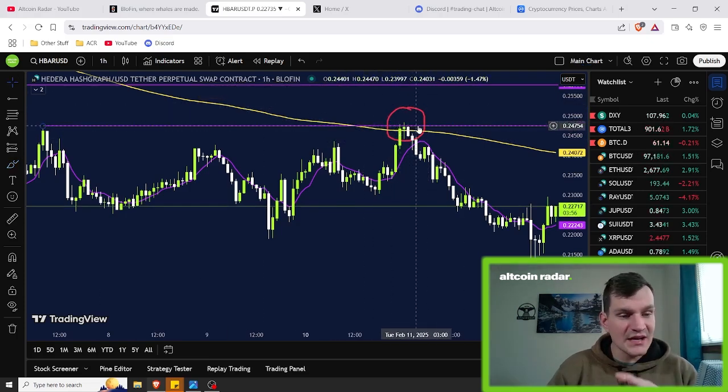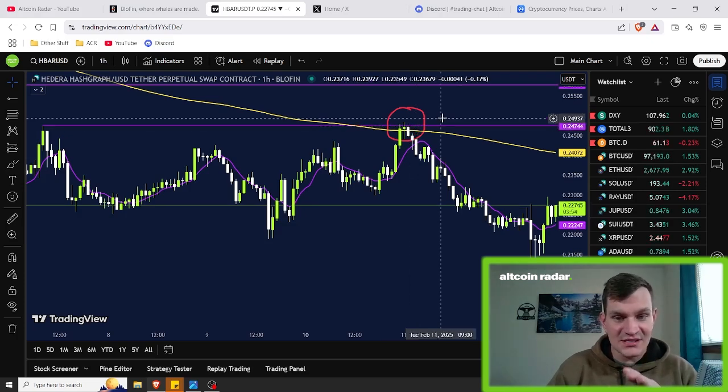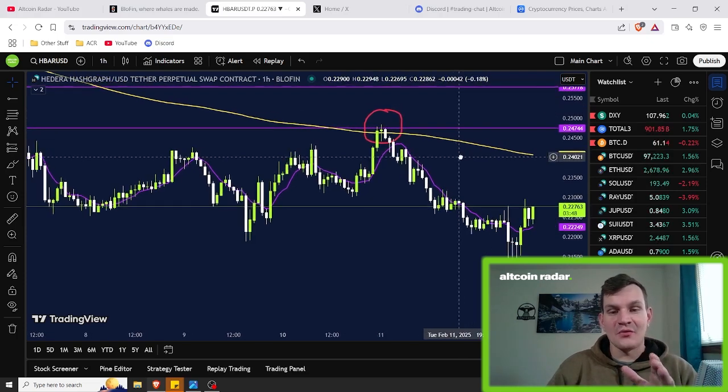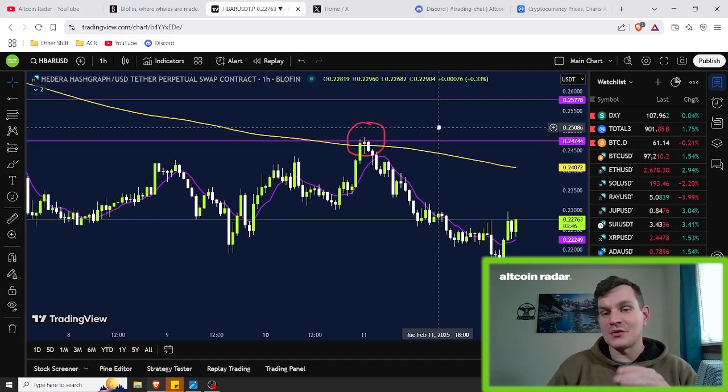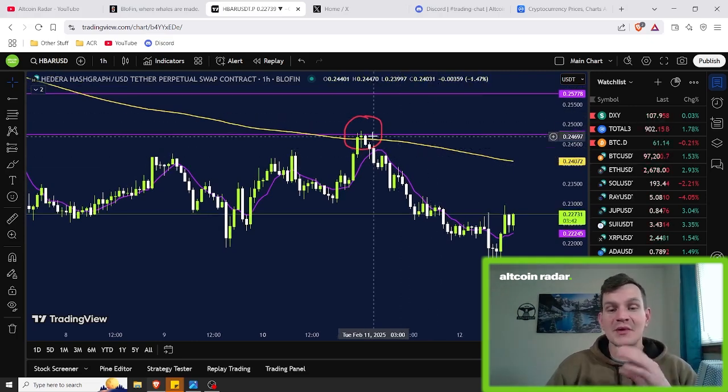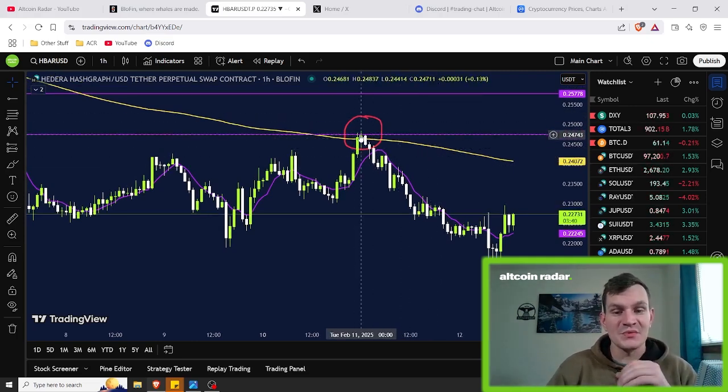Now, because we didn't have a candle closure above that resistance level, that tells me the market was not bullish enough, or sentiment was not bullish enough, or there was not enough bullish liquidity in the market to push the price higher than this resistance area. There were still a lot of people who wanted to sell at this level.